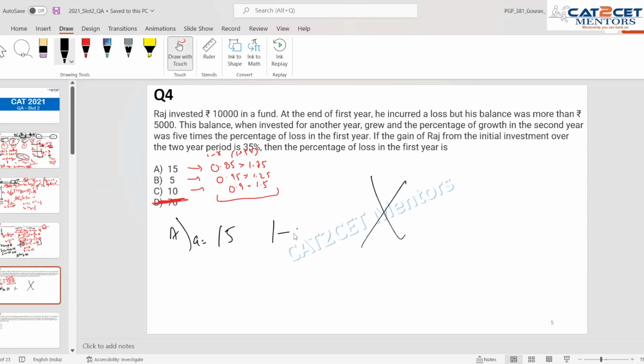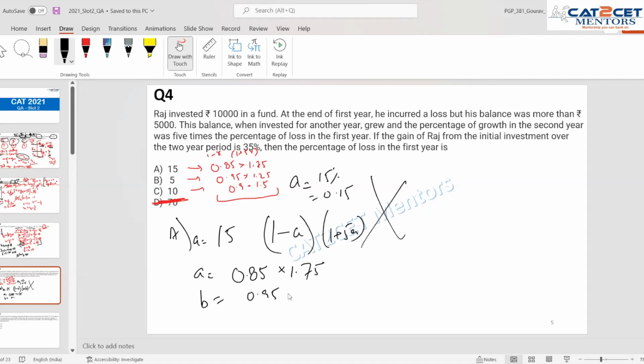So it will be 1 minus a, 1 plus 5a, where a is in decimal terms. So for 15%, it will be 0.15. Okay. So option A will come out to be 0.85 into 1.75. Option B will come out to be 0.95 into 1.25. And we need to get the value 1.35 in the average case. Wherever we get 1.35 as the RHS, we will be sure that this is the answer. And if you know the table of 15, we know 15 times 9 is 135, so it is answer option C.